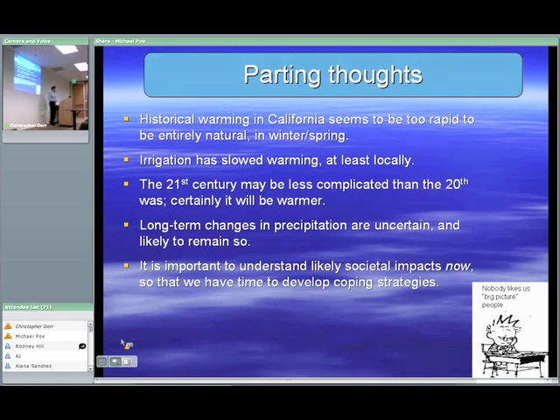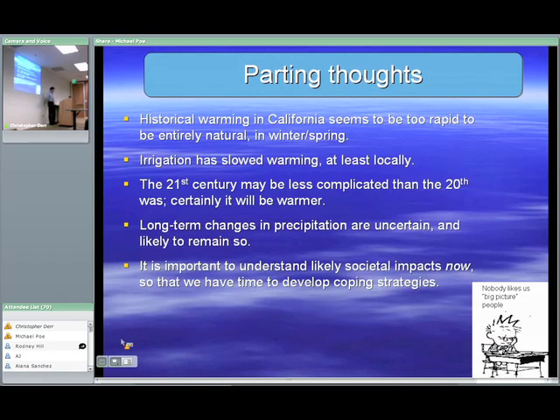Okay, so I discussed historical trends. I showed you that in some seasons, the historical warming in California seems to be too rapid to be entirely natural. I also showed you there's a lot going on in terms of different factors influencing historical temperatures. Irrigation clearly has been an important influencing factor. I made the argument that in the 21st century, it's going to be simpler in the sense that greenhouse warming is going to emerge as a dominant climate influence. Cooling factors like irrigation and aerosols are going to become less important. Urbanization, which is also a warming influence, I think is going to be more important.